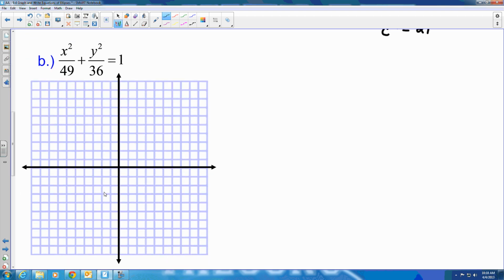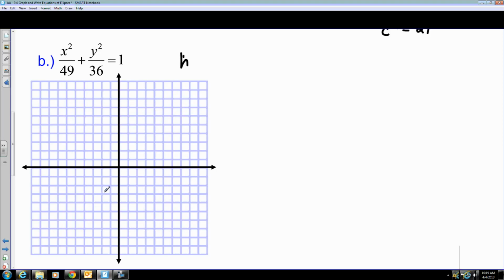Next one here I have x squared over 49 plus y squared over 36 equals 1. This is already in standard form, so I don't have to manipulate the equation any further. All I have to do is figure out what my a, b, and c will be. Because my x has the larger number underneath it, it's going to be a hamburger ellipse.